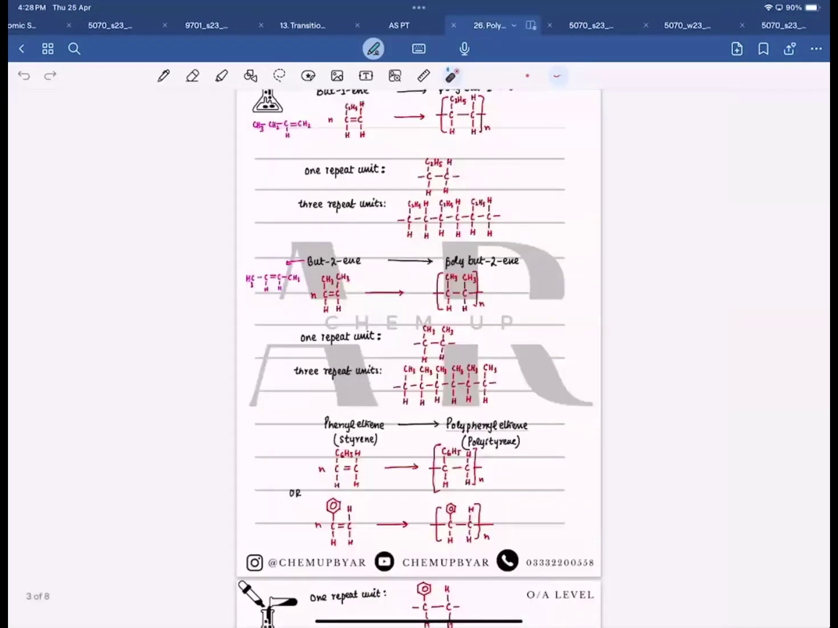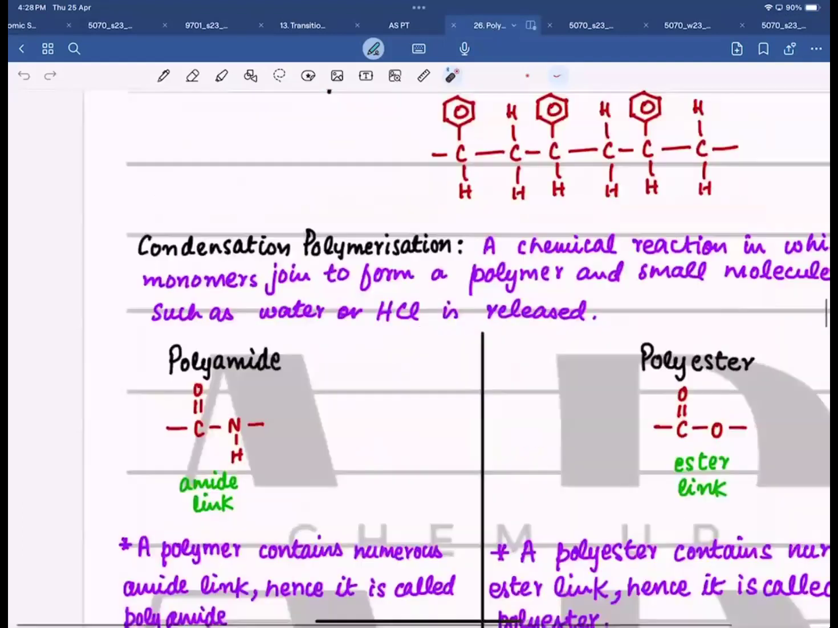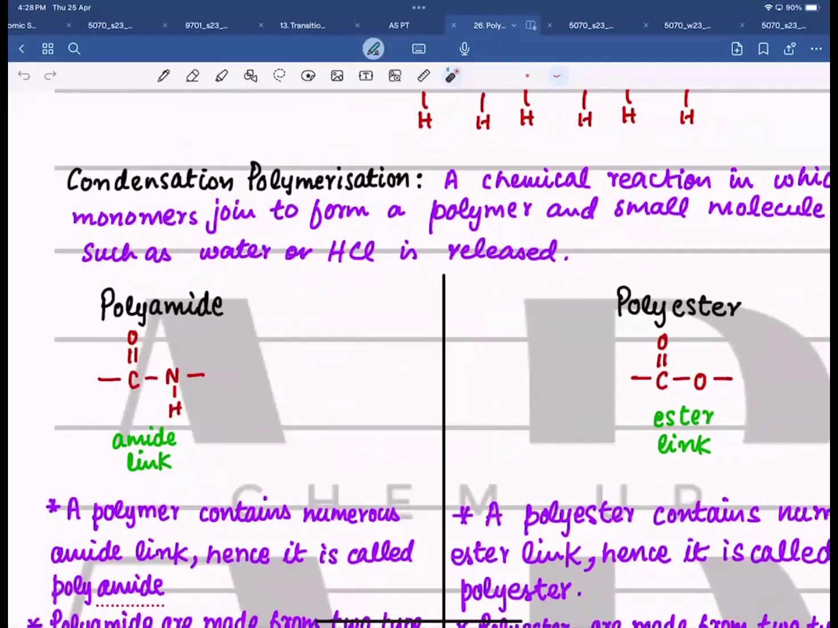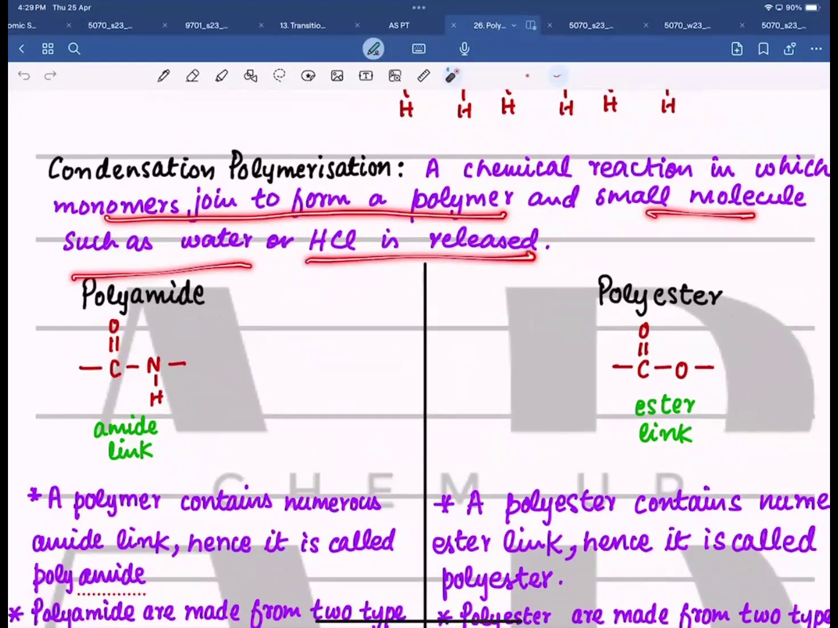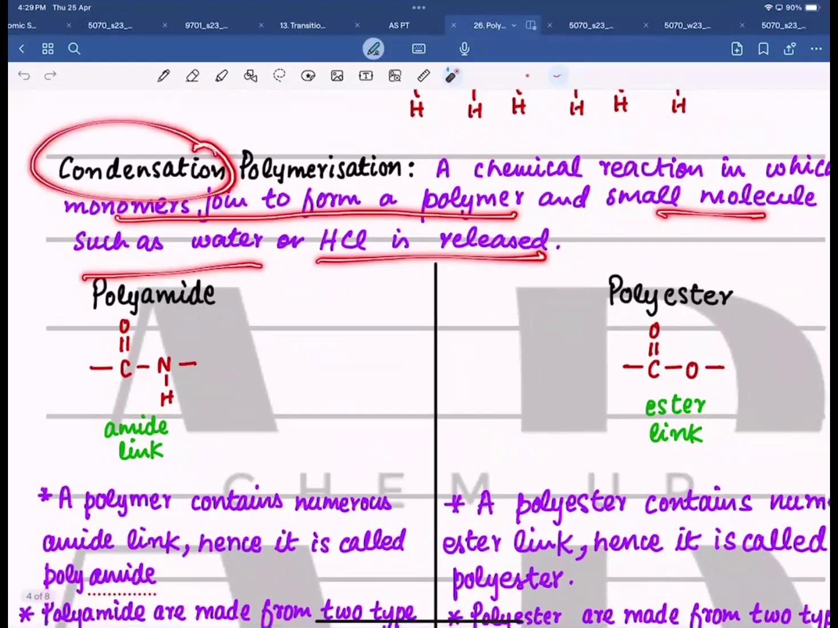Okay. Now, after this, we have a condensation polymer. Condensation polymerization is a chemical reaction in which monomers join to form a polymer and a small molecule such as water or HCl is released. So see, this is the difference between condensation and addition.